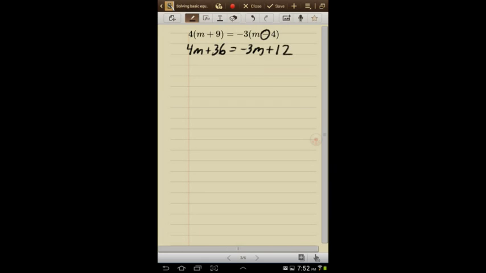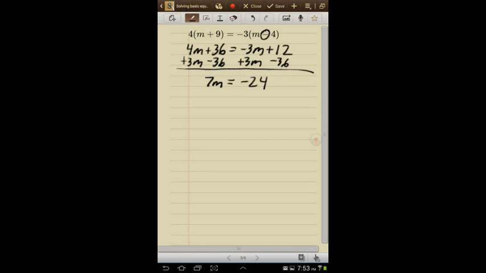Now it's just like the last couple problems. I'm going to add the 3m to the other side. I'm going to subtract the 36. 4m plus 3m is 7m. 36 minus 36 cancels. 3m's cancel. 12 minus 36 is negative 24.